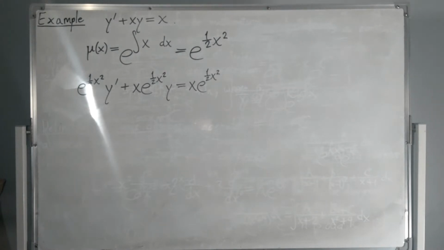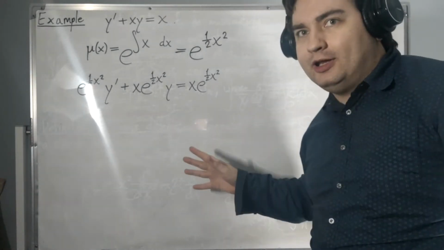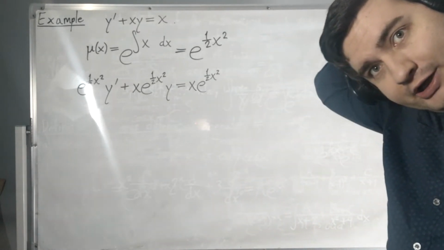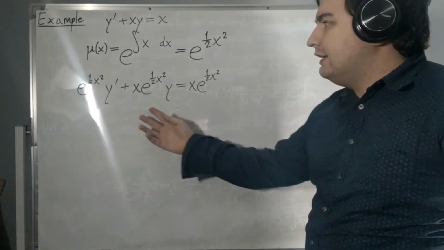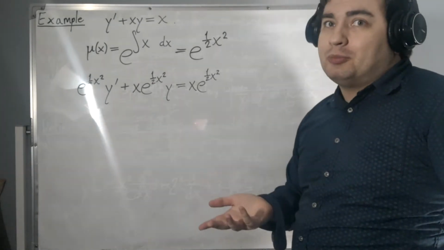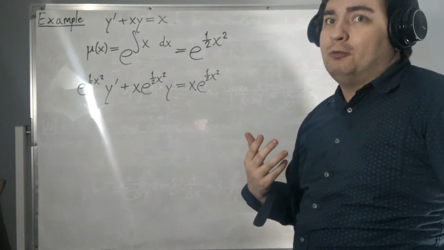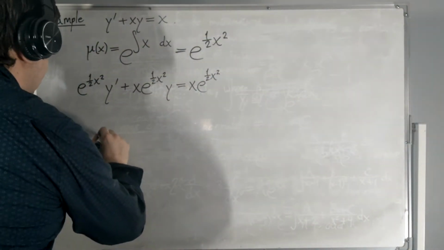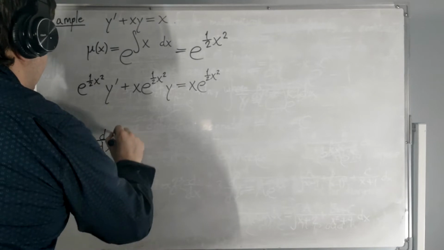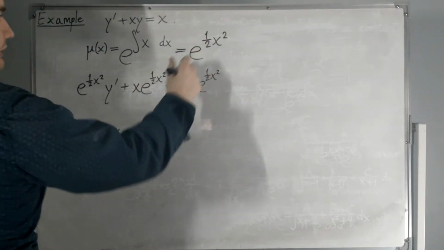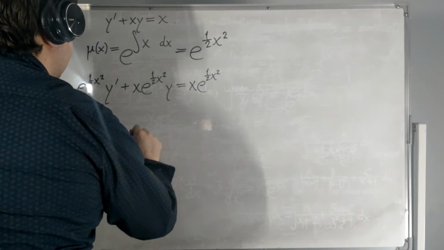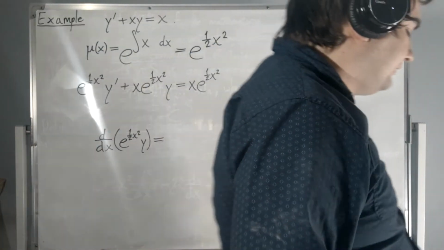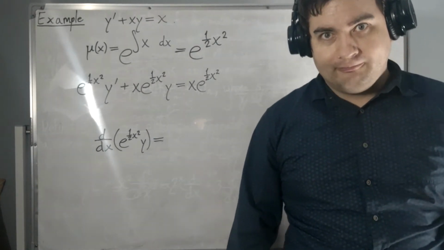Okay, now, I think the next step is what students find to be the hardest part of solving these ODEs. This left-hand side is in fact the result of a product rule. What I mean is that if you take the derivative of the integrating factor times y, in this case that's e to the 1/2 x squared times y, well, you have to use the product rule to compute that, right?